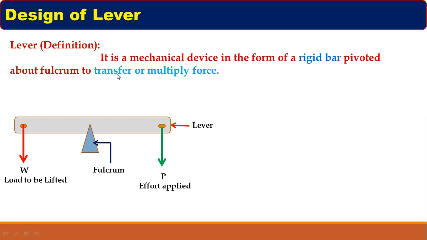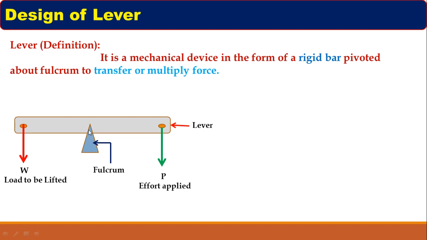Now, when do we say that the lever is transferring the force? When the distance between this fulcrum and effort is equal to the distance between load and fulcrum, then we can say that the distance of load and effort is same from the fulcrum. So then it is transferring the force. That means the magnitude of effort required will be same as that of the load.